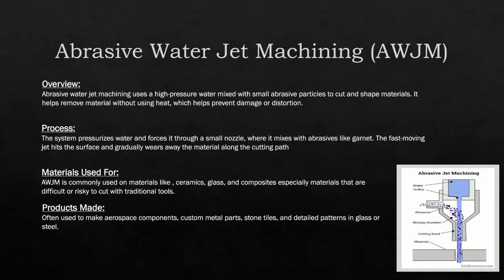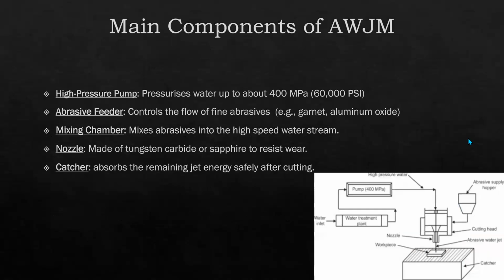This allows the abrasive water jet machine to handle materials that are normally tough or risky to machine, like ceramics, glass, composites, or very hard metals. And because of that, it's commonly used in aerospace, automotive, and even decorative manufacturing, where precision and smooth finishes are important.